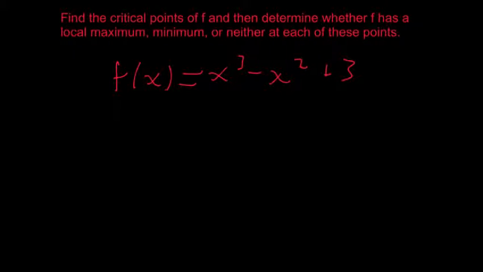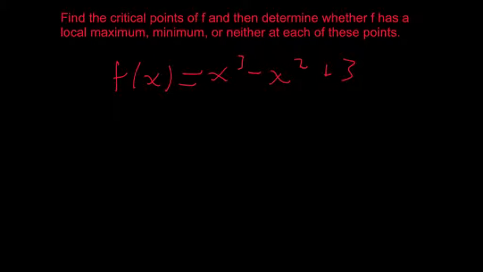Find the critical points of f and then determine whether f has a local maximum, minimum, or neither at each of these points. And we're told that f of x is equal to x cubed minus x squared plus 3. So a critical point is just somewhere where there's something interesting happening in the graph. It could either be a turning point or an inflection point. And in both of these cases, the first derivative is going to equal 0.